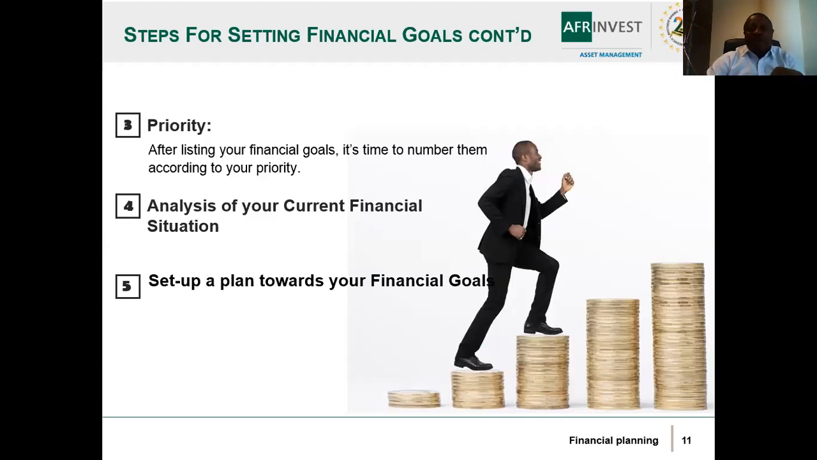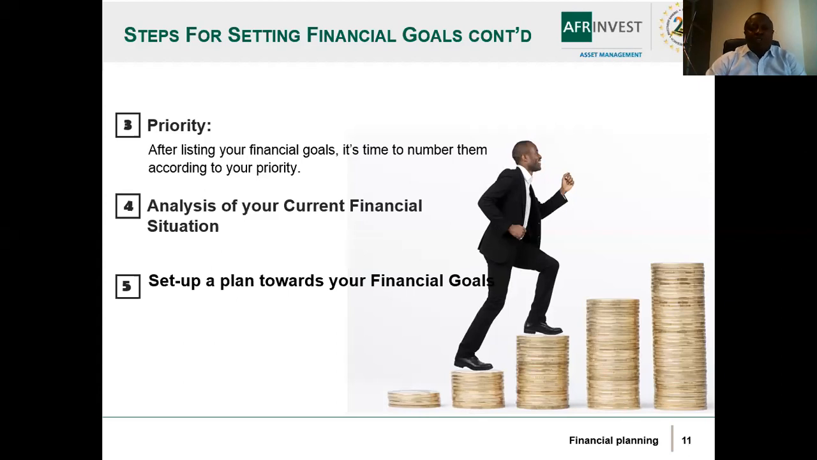Now, your priority. The third step is priority. After listing your financial goals, it is also very important for you to list them down in order of priority. As I was trying to say not long ago, the fact that your goal is written down under the medium-term goals doesn't mean that it cannot be important. It can be very important, and you can put it among your first priorities.